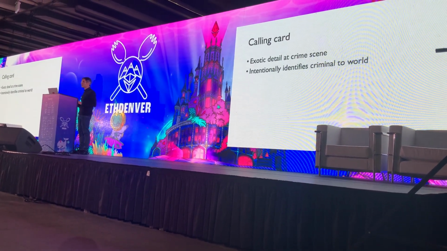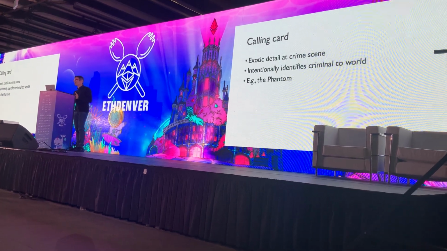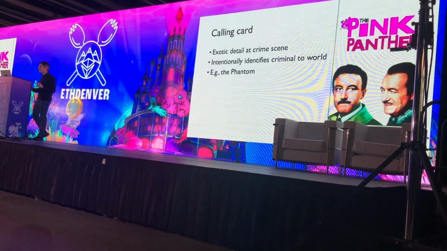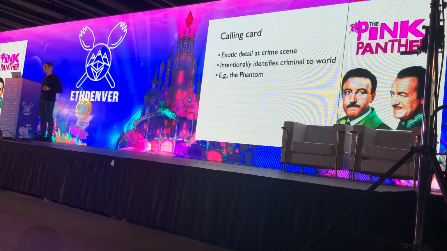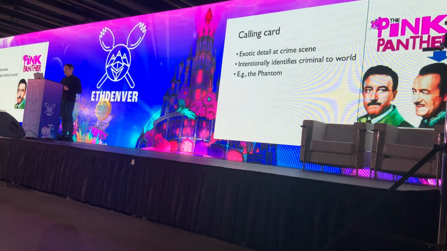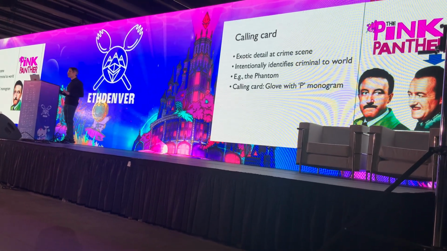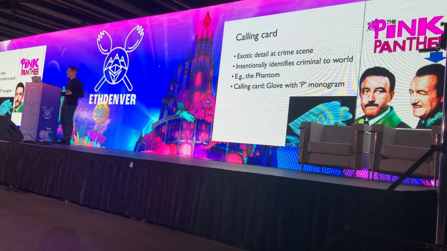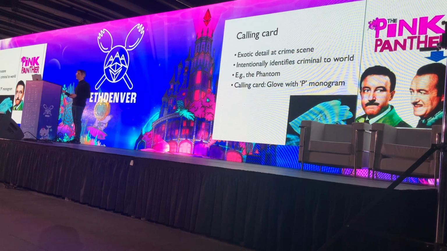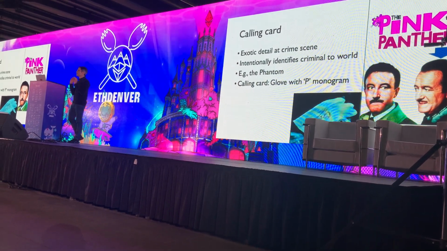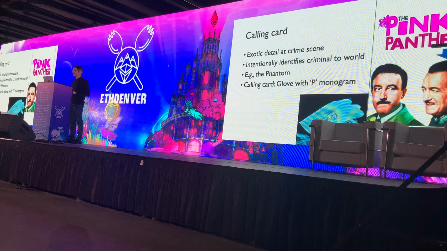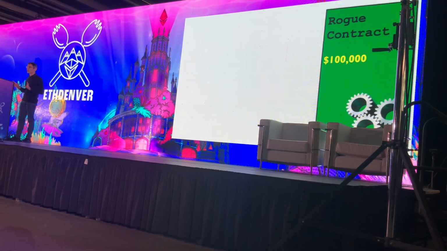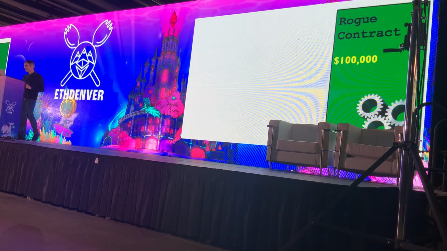to the world. So, for example, if you've seen the classic and delightful Pink Panther movies, there's a jewel thief who uses the name The Phantom, played here by David Niven. His calling card is a glove monogrammed with the letter P, which stands for Phantom, of course. So if a jewel disappears and this glove is found at the scene of the crime, everyone knows that the theft was committed by the Phantom. Okay. With that concept in mind, I can show you how a rogue contract would work for this particular scenario.